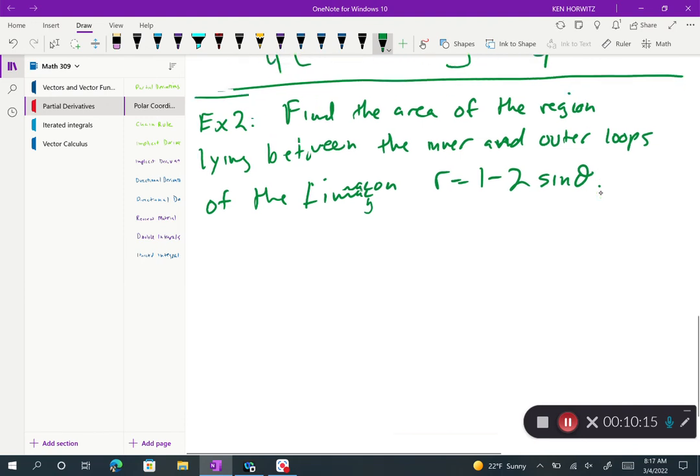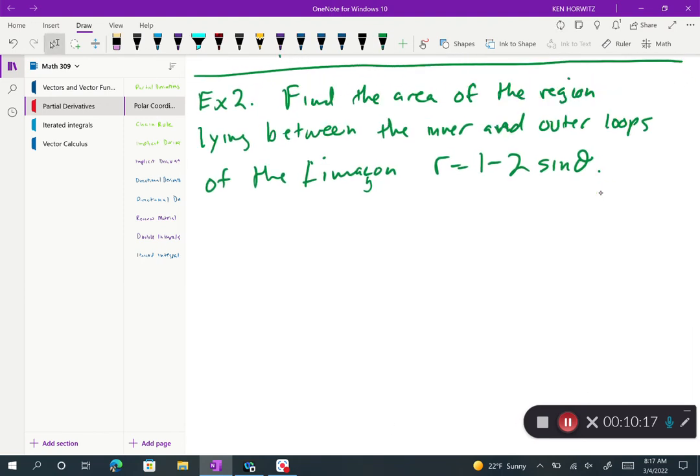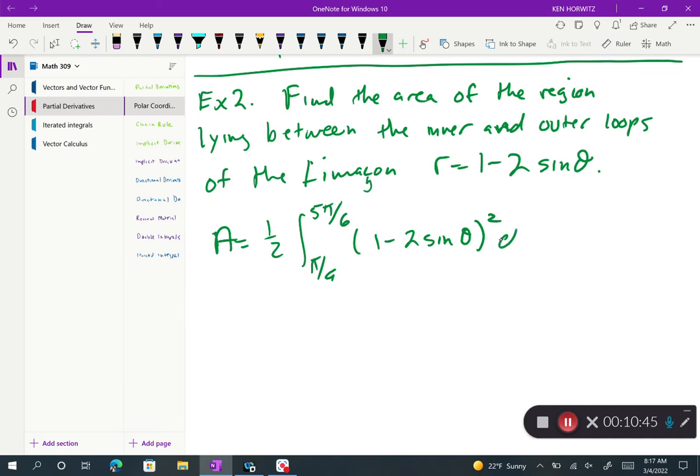So if you were to graph this, you would realize that the inner loop begins and ends at pi over 6 and 5 pi over 6. Again, I'm not going to spend time to graph it, but I am going to start my integral. 1/2 the integral from pi over 6 to 5 pi over 6 of (1 minus 2 sine theta) squared d theta.